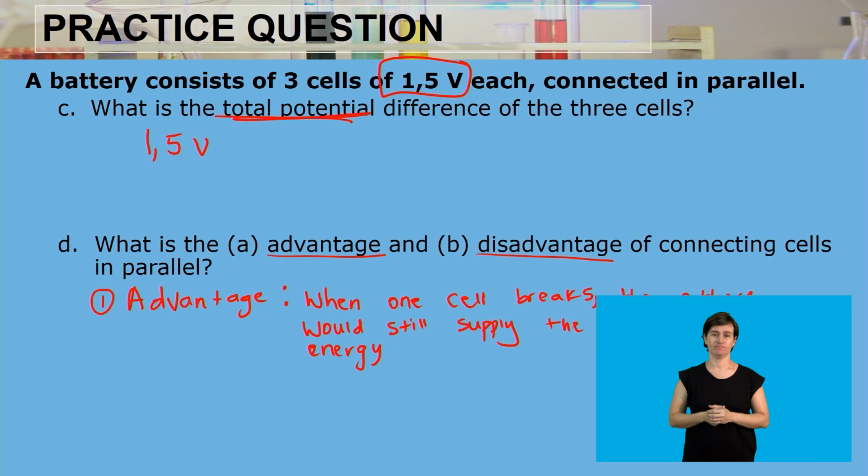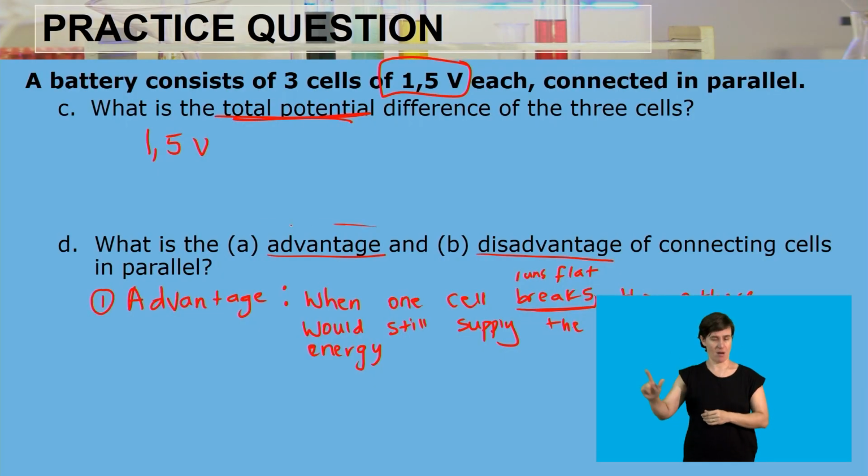So when one cell breaks, that means when one cell runs flat, all the other cells will still supply the very same amount of energy as if none of the cells is flat. So if you're connecting your cells in parallel, they each are going to work together to supply the same amount of energy as if none of them is flat in that particular circuit diagram. So that's basically one of the advantages when we are connecting our cells in parallel.